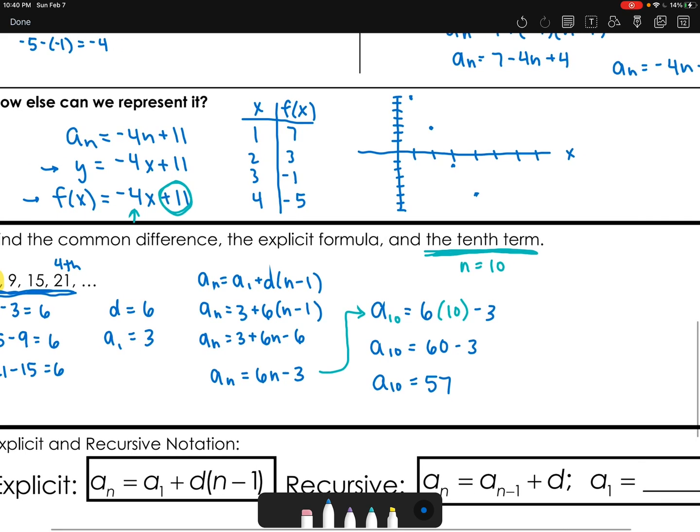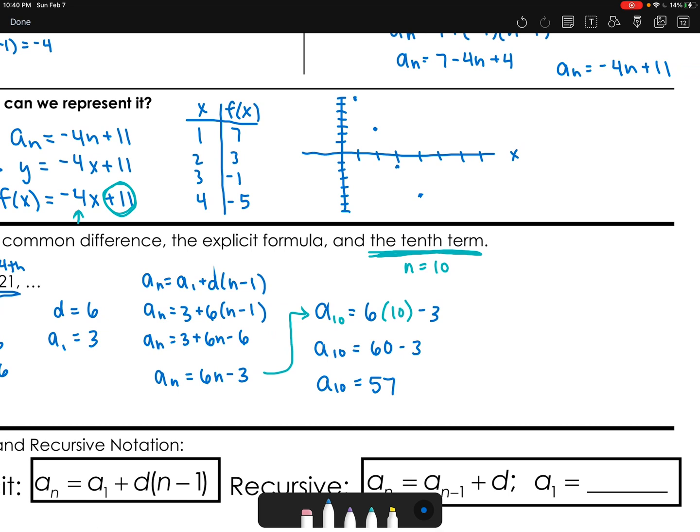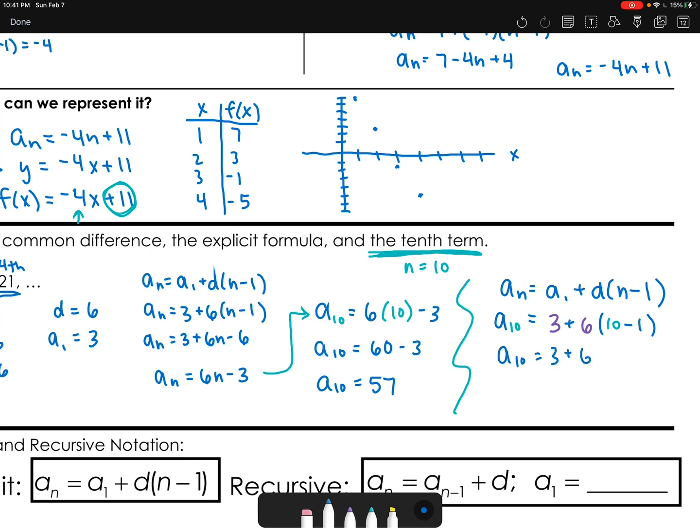But another way you could have done this is, instead of using your simplified equation, you could have gone back to your original formula. So you had a sub n equals a sub 1 plus d times n minus 1. This is just another way you could have solved this. So you had a sub 10 equals, and then we plugged in our a sub 1 as 3 and our d as 6, and our n as 10 minus 1. And so I could simplify all of that. 3 plus 6 times 9. a sub 10 equals 3 plus 54. a sub 10 is 57. You get the same thing either way.